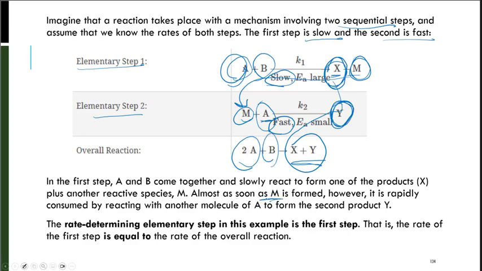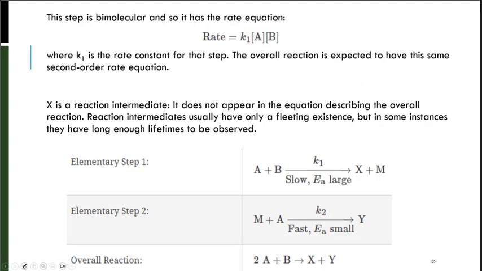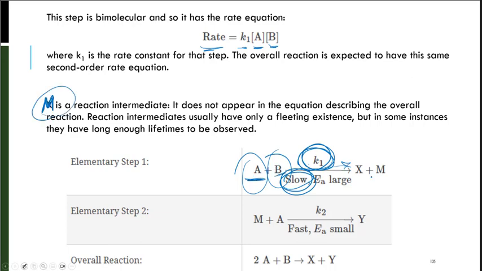Almost as soon as M is formed, however, it's rapidly consumed by reacting with another molecule of A to form that second product Y. The rate determining elementary step in this example is the first step. So the rate of the first step is equal to the rate of the overall reaction. We would write that then as rate is equal to k1 times the concentration of A times the concentration of B, since that was my first step. It's my slow step, so rate is equal to k, and in the forward reaction we label that k1, times A times B. M is a reaction intermediate, like we said.